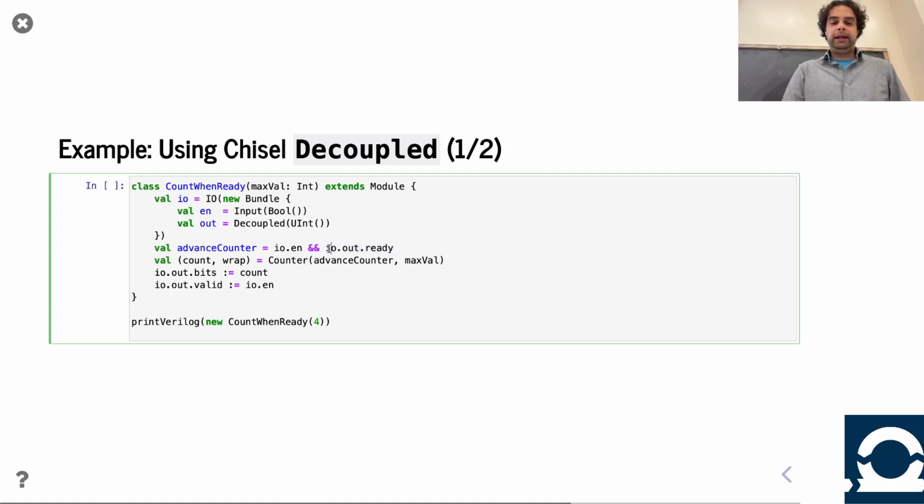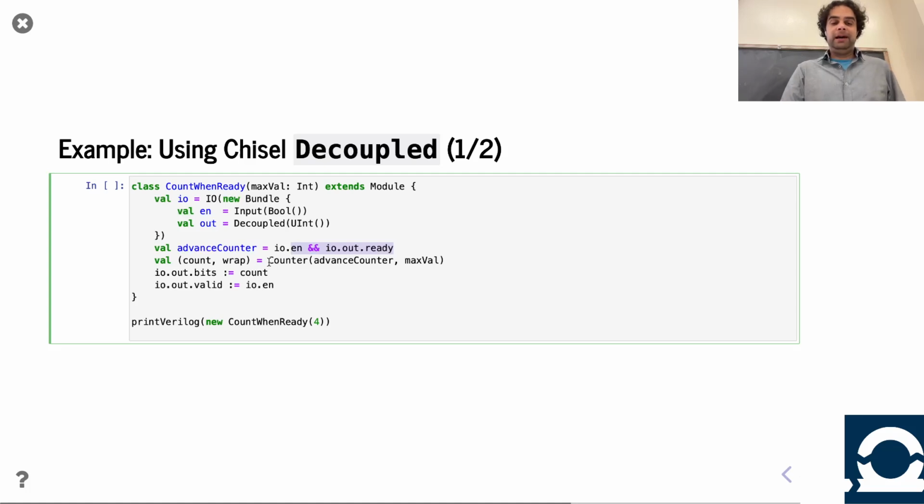So this may not be obvious, right? So io.out, of course, is this field. The decoupled adds in some new wires, right? Adds in ready and valid. So now I have a dot ready. Even though the dot valid is an output from this module, dot ready is an input coming in, which is why I can use it over here.